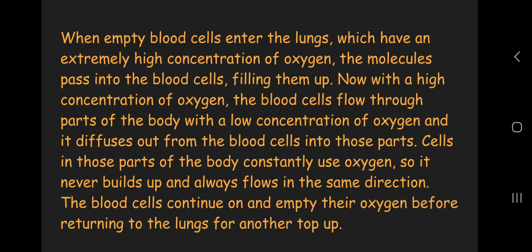When empty blood cells enter the lungs, which have an extremely high concentration of oxygen, the molecules pass into the blood cells, filling them up. Now, with the high concentration of oxygen, the blood cells flow through the parts of the body with a low concentration of oxygen, and it diffuses out from the blood cells into those parts. Cells in those parts of the body constantly use oxygen, so it never builds up and always flows in the same direction. The blood cells always continue on and empty their oxygen before returning to the lungs for another top up.